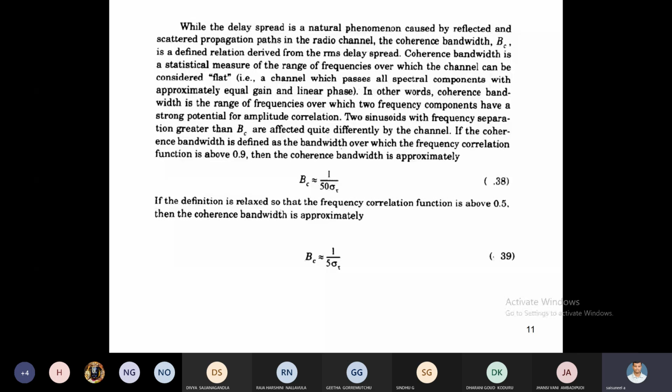Here, the coherence bandwidth BC, whose frequency correlation function is above 0.9, then the coherence bandwidth is equal to 1/50 sigma tau. BC equal to 1/50 sigma tau. Suppose the frequency correlation function is above 0.5, then BC equal to 1/5 sigma tau. That is the coherence bandwidth, and coherence bandwidth and RMS delay spread are inversely proportional.